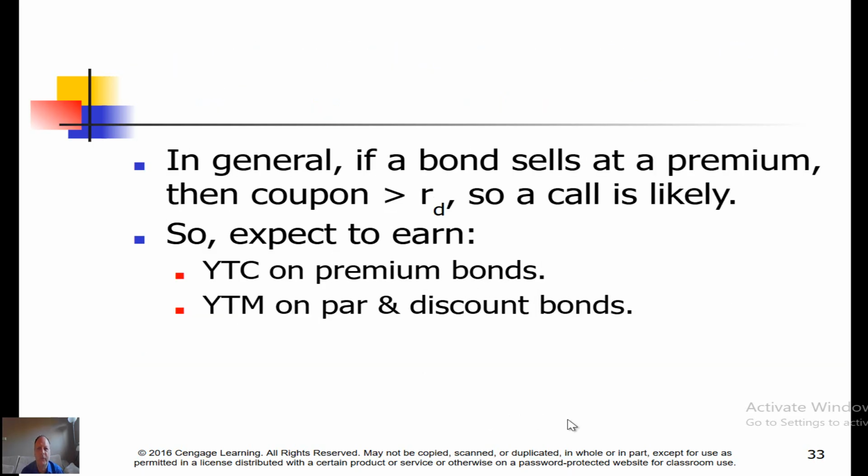In general, if a bond sells at a premium, then the coupon is greater than RD, so a call is likely. So expect to earn the yield to call on premium bonds if interest rates have dropped, and the yield to maturity on par and discount bonds.